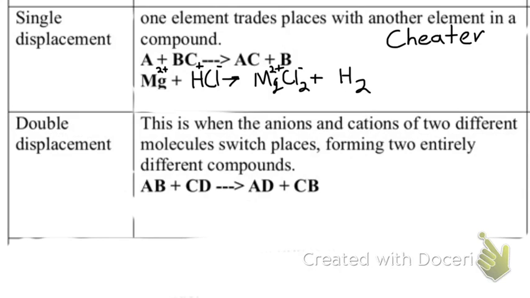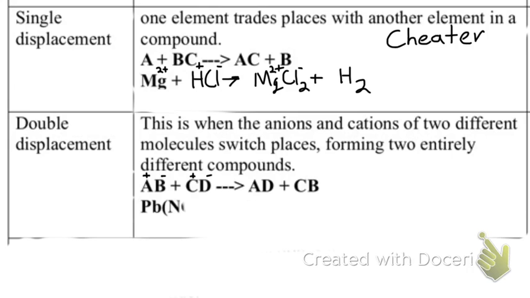You can think of it like this. A was our positive cation, B was our negative anion, C was a positive cation, and D was a negative anion. Positives always want to be bonded to negatives. But if these guys are going to switch places, A must be bonded with D because it's negative, and C, which is positive, must be bonded with B. So, that is our generic equation.